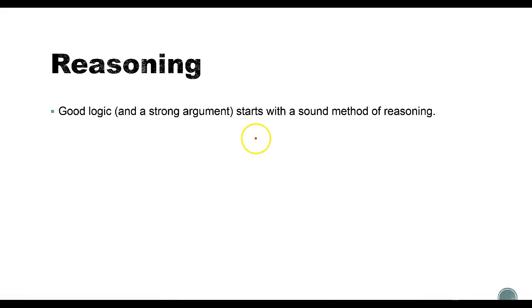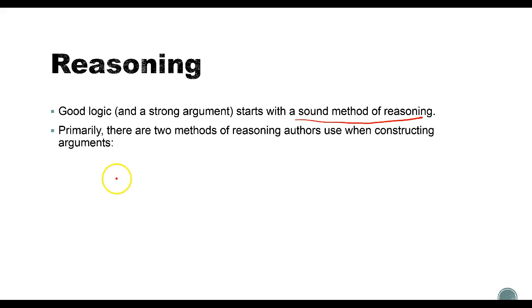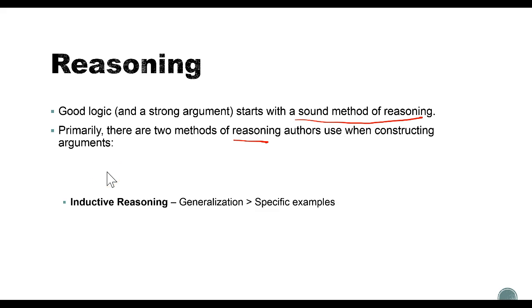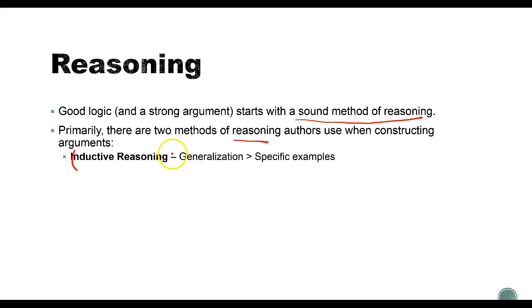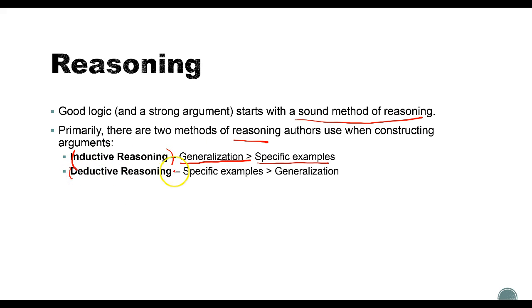So good logic starts with a sound method of reasoning. There's primarily 2 ways of reasoning that authors can use when constructing arguments. The inductive method of reasoning starts with a generalization and then moves into specific examples to support that generalization. Deductive reasoning, on the other hand, doesn't start with a generalization or a theory. It starts with observations of specific examples and draws a generalization based on those specific examples.